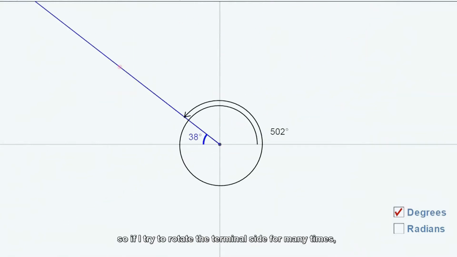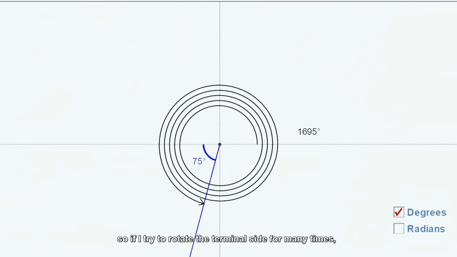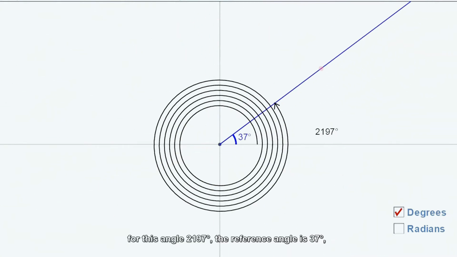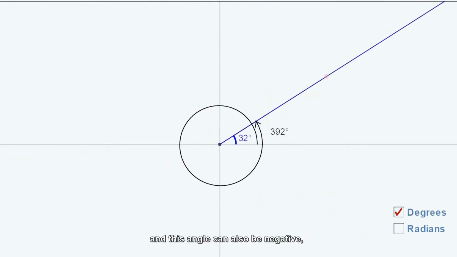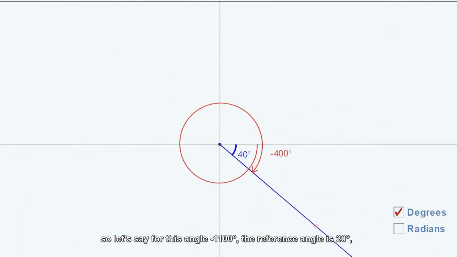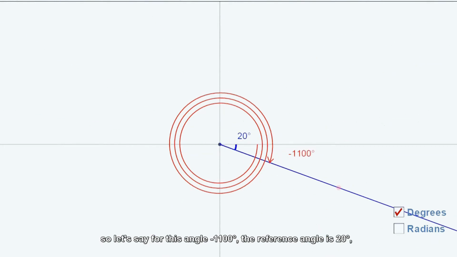So if I rotate the terminal side many times, for this angle, 2197 degrees, the reference angle is 37 degrees. And this angle can also be negative. So let's say for this angle, minus 1100 degrees, the reference angle is 20 degrees. So a reference angle is always positive and acute.